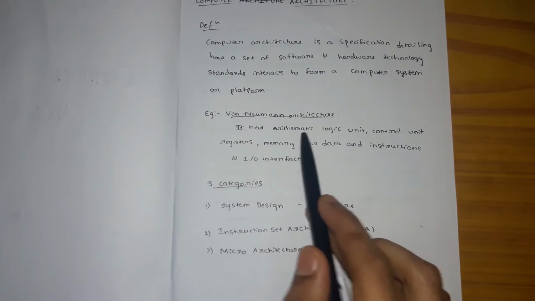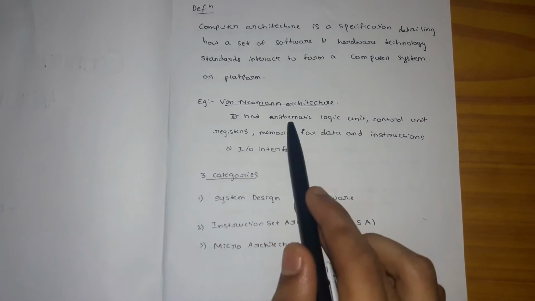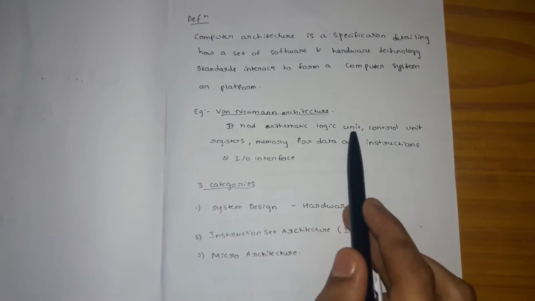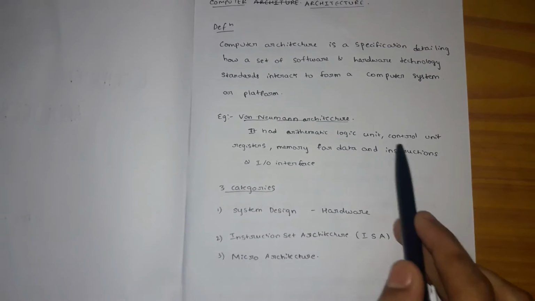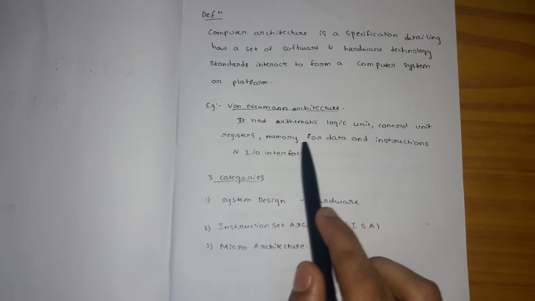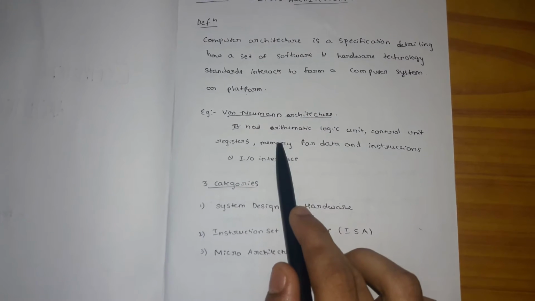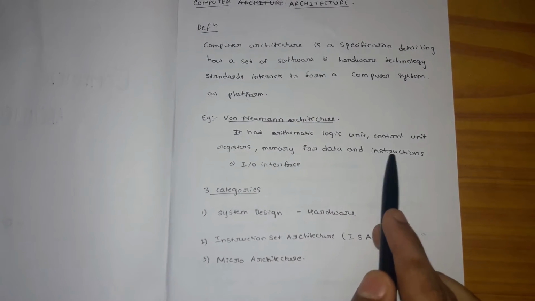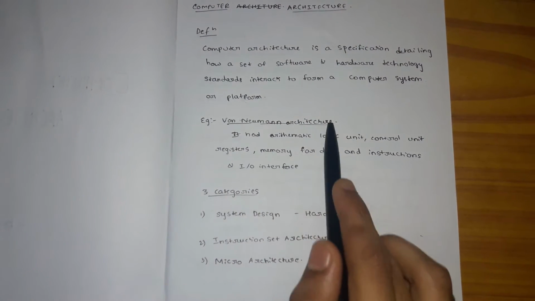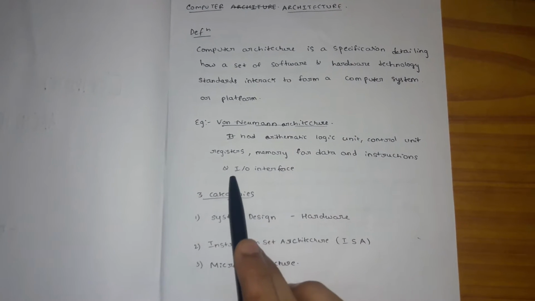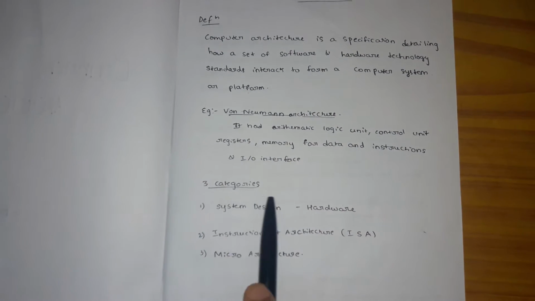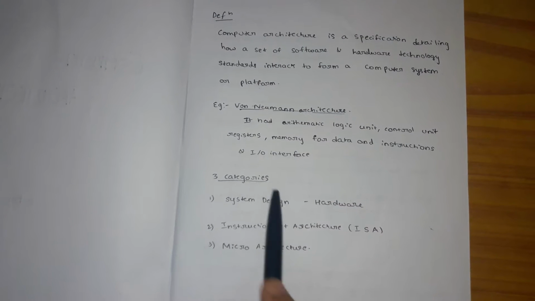It has an arithmetic logic unit and a control unit. The arithmetic logic unit performs all the arithmetical operations. The control unit will control the entire system. Memory for data and instructions. There is separate memory for data and the instructions in von Neumann architecture, and I/O interfaces for input and output operations. There are three categories of computer architecture.